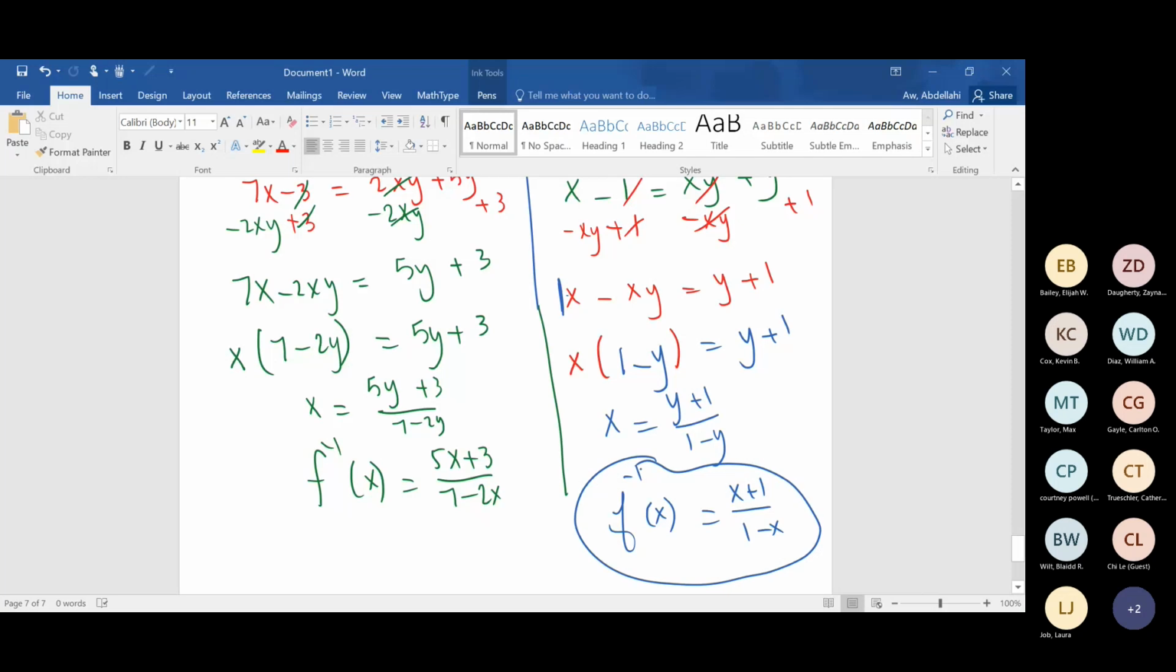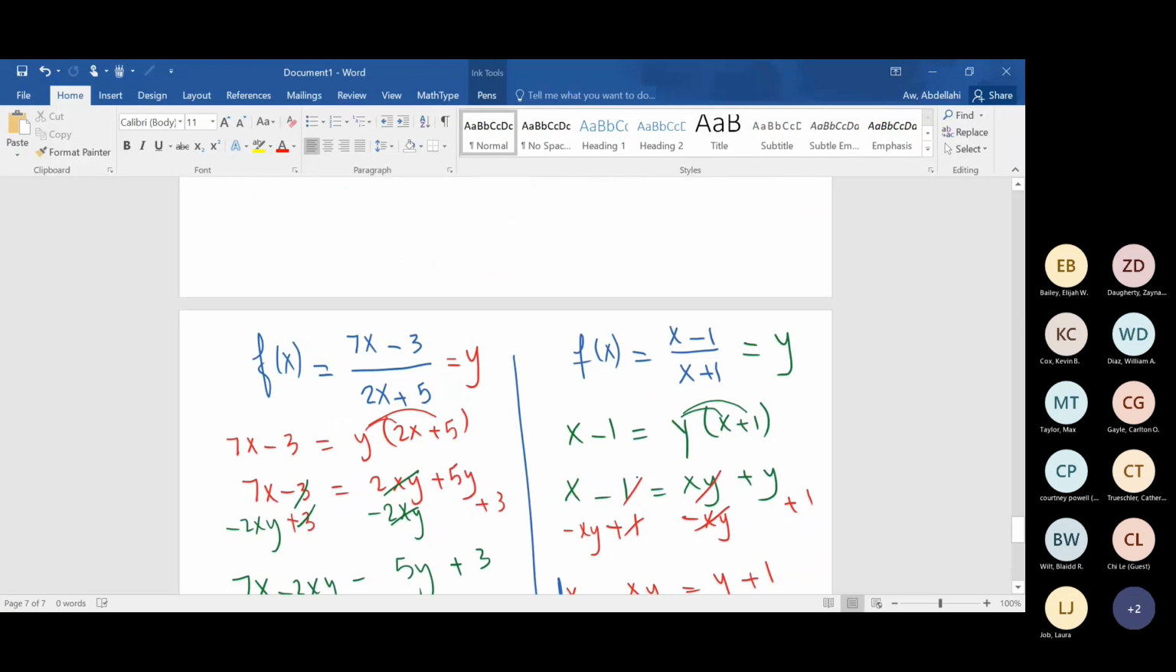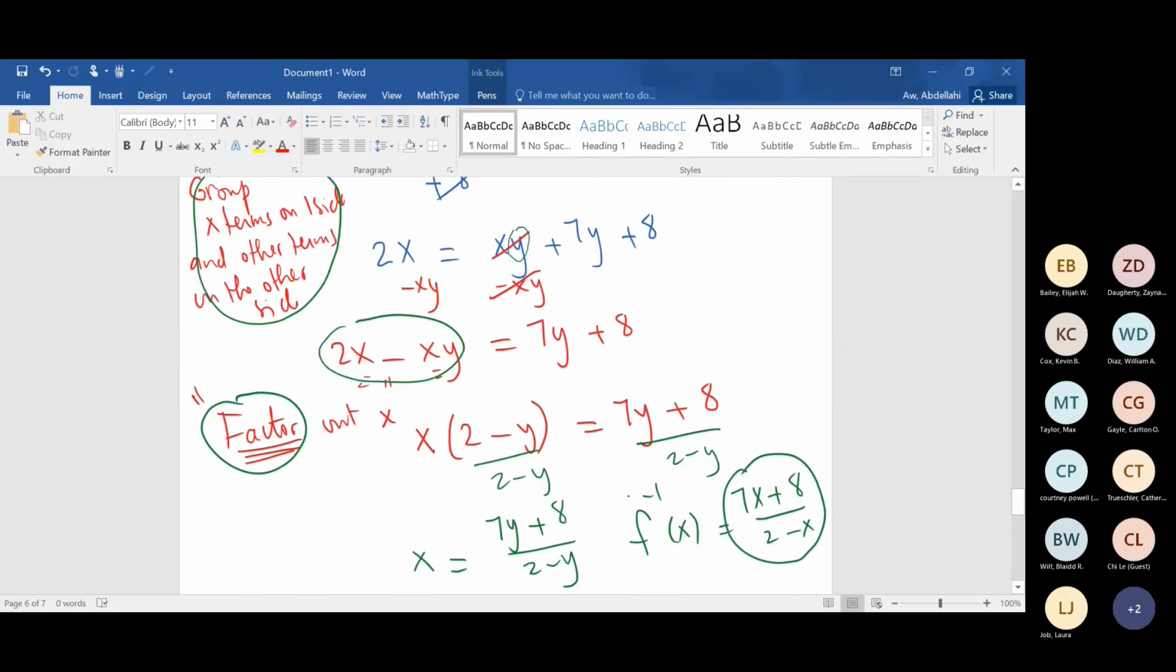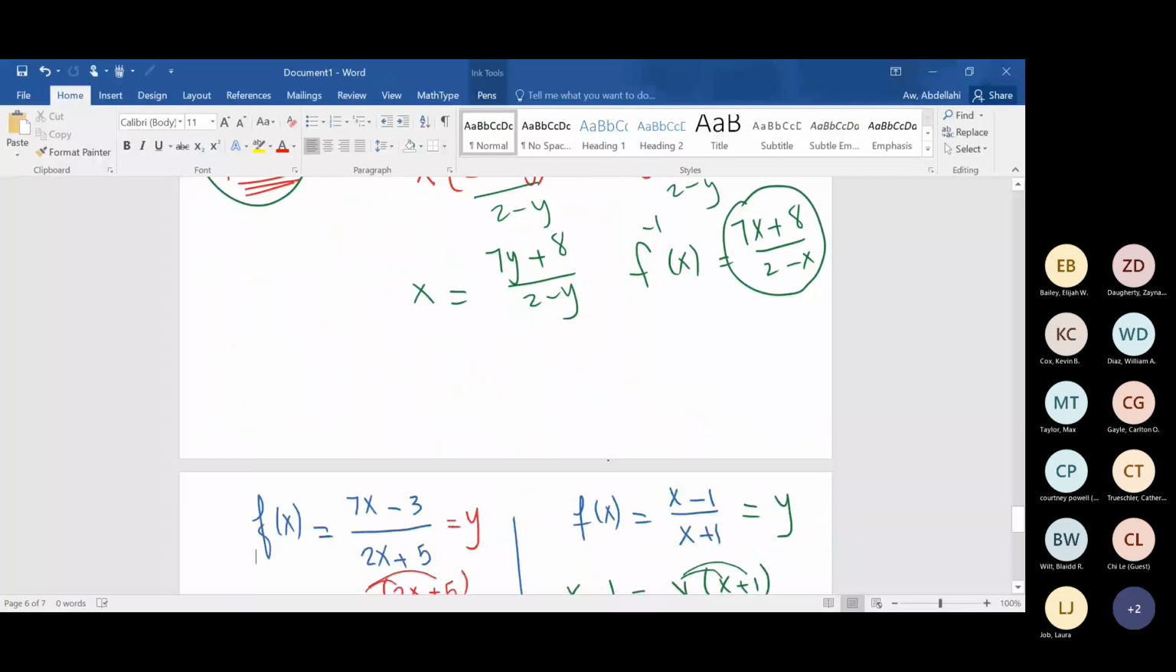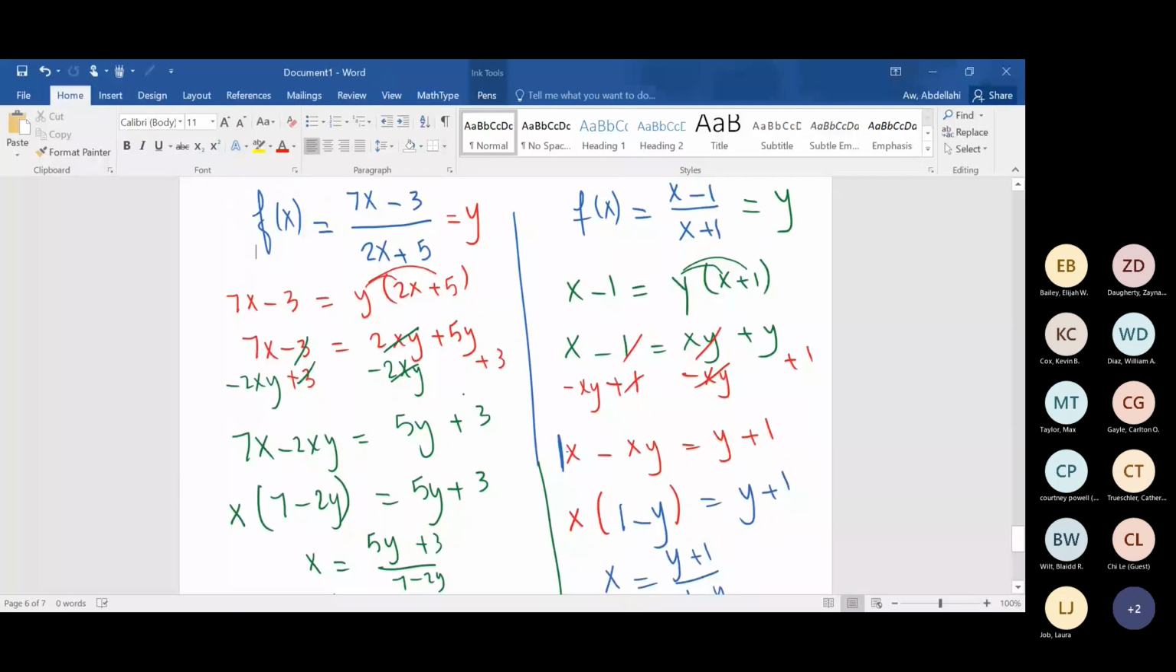All right? So very likely in the test, you're going to see maybe an easy example where you have a couple of steps to do, and then a longer example where you have more steps to do, okay?